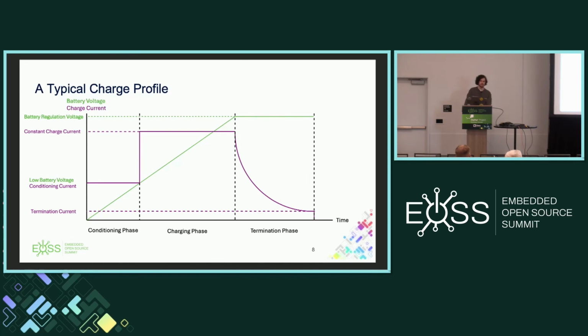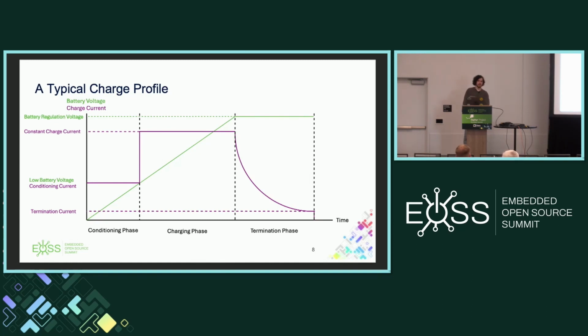Looking at the first phase, this is the conditioning phase. The battery voltage is very low, so the state machine configures the power converter to sink a small conditioning current until the battery voltage rises onto a low battery voltage threshold. At that point, we have seen the battery voltage rise, and the next phase is the charging phase, where that sunk current is stepped up to a constant charge current, and the battery voltage rises further until it hits the battery regulation voltage target.